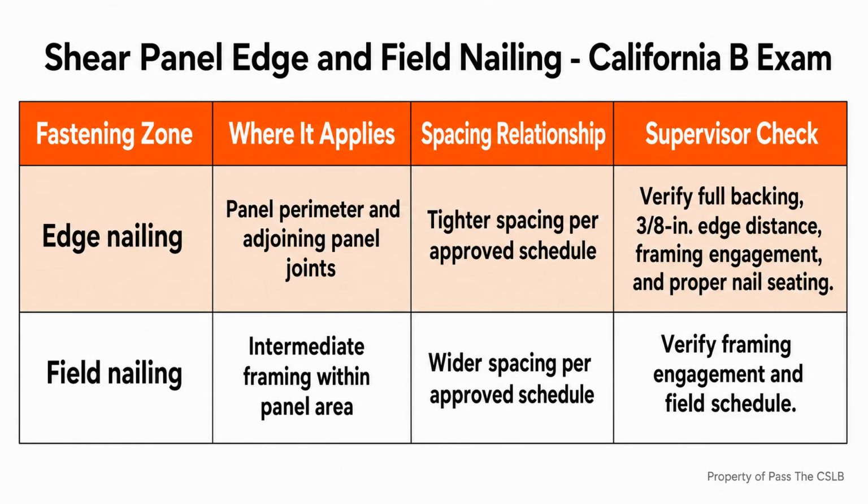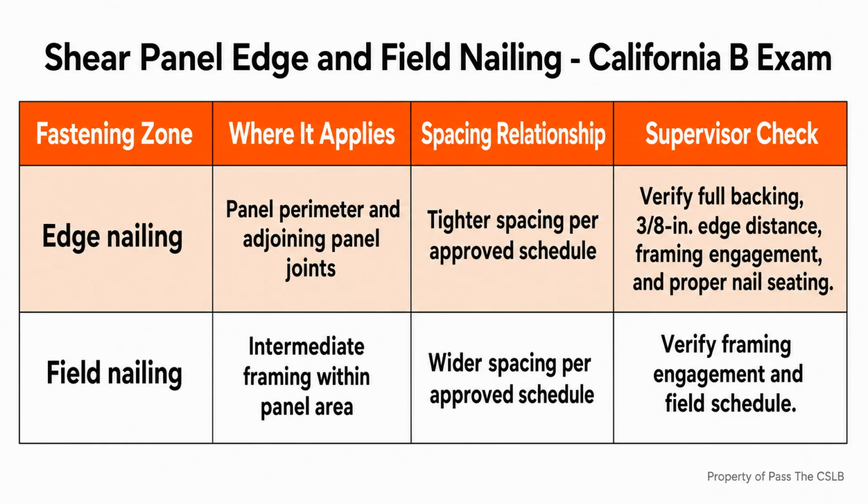The same inspection should look for nail heads that are properly seated, not buried through the panel face. Edge distance protects the strip beside the fastener. Proper seating protects the panel material under the head. Both conditions preserve the connection between panel and framing.